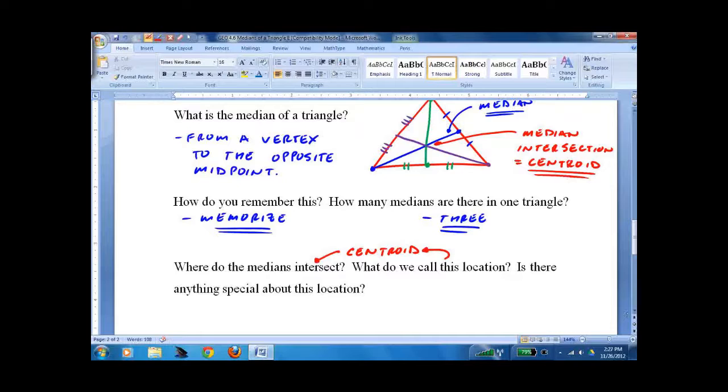Is there anything special about this location? Well, besides the interesting fact that all 3 hit at one point instead of 2 in one point and 1 on another, yes, it's 2/3 from the vertex.